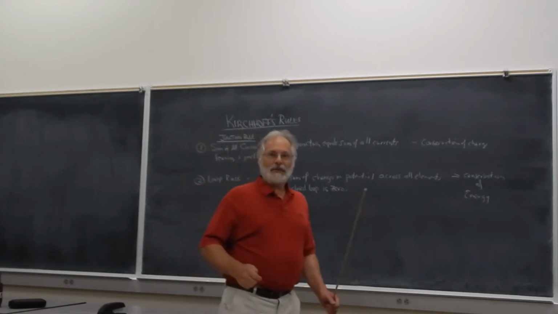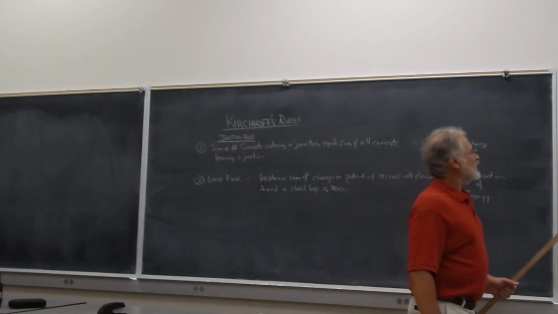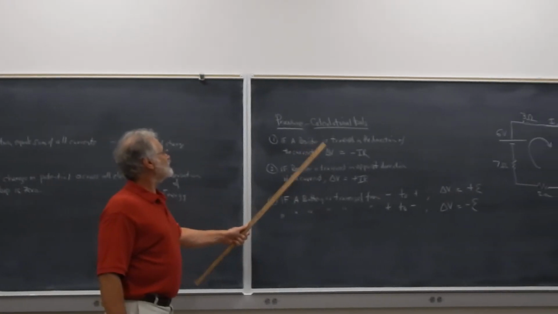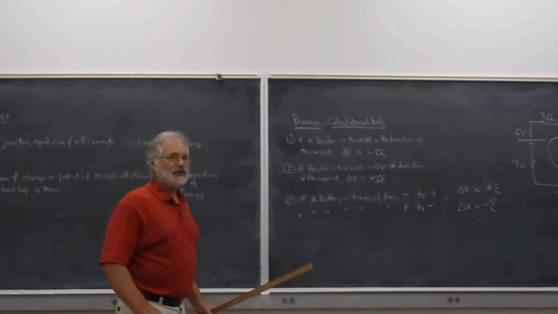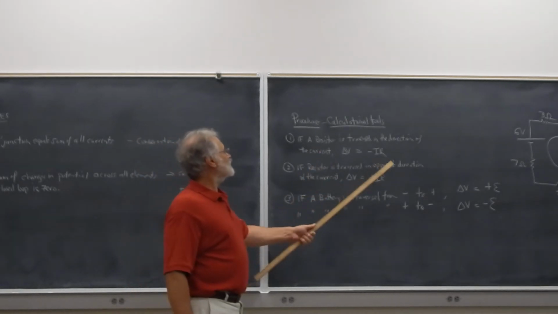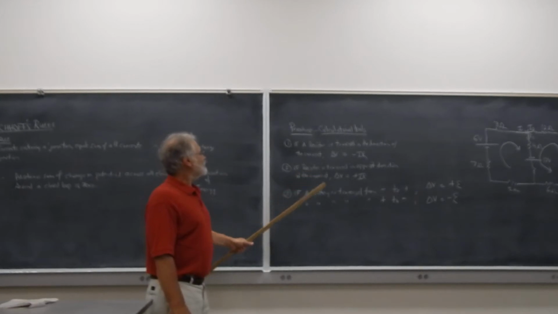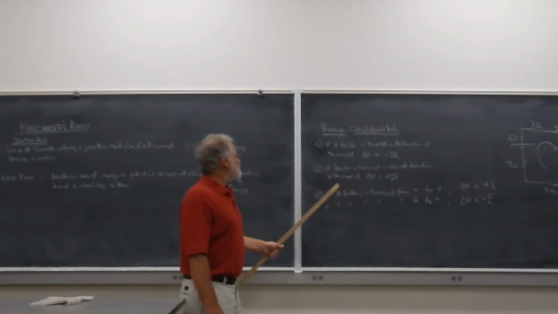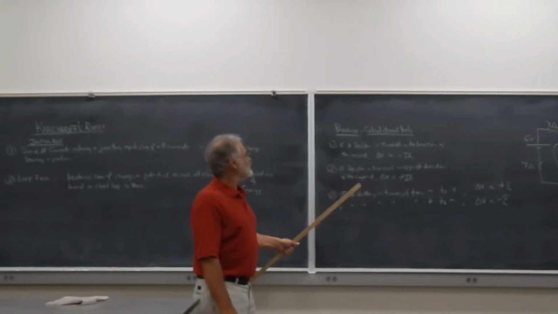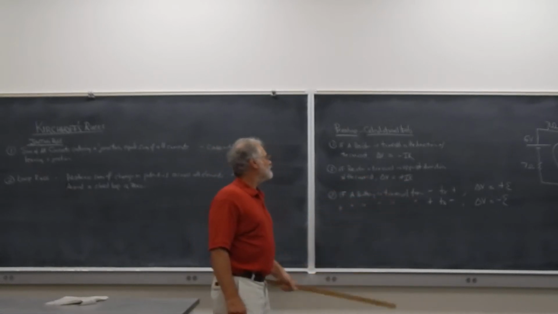There are some other operational procedures that you want to be familiar with. If you're going around a circuit and you traverse a resistor in the same direction that you've chosen the current, we add a term to the equation minus IR. If you traverse a resistor in the opposite direction that the current is assigned, you add a term plus IR.